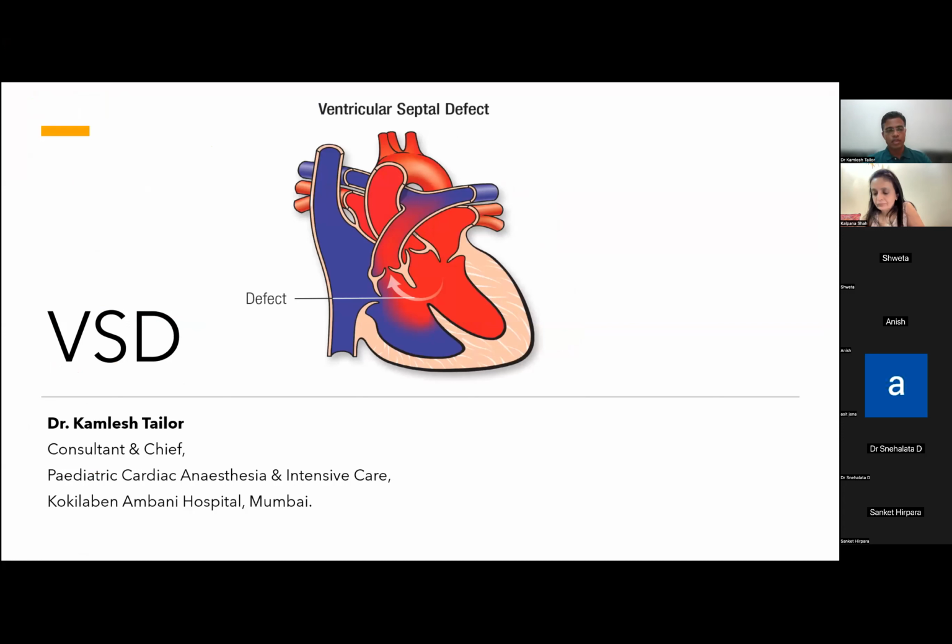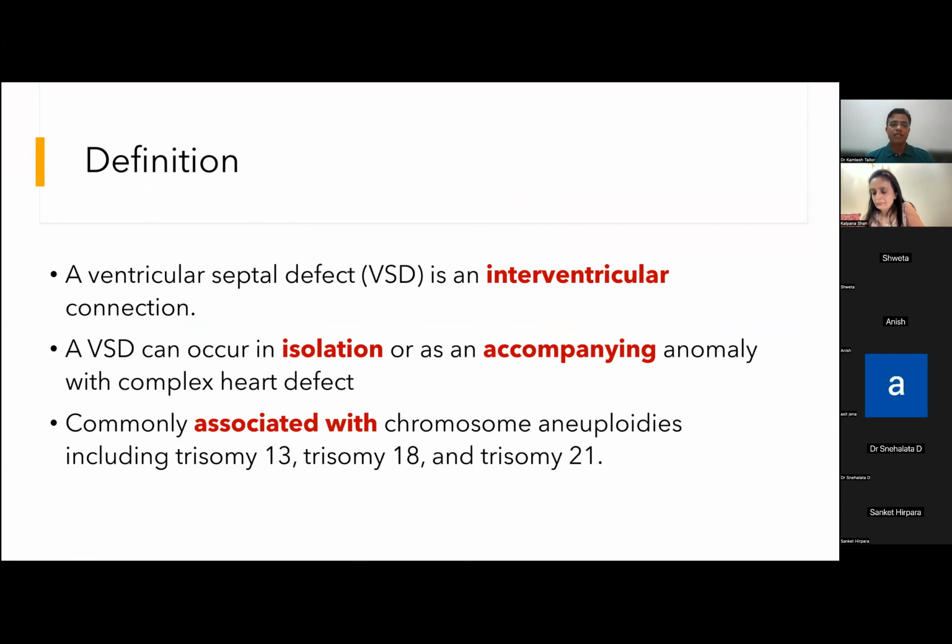Sure, madam. So I will go ahead with the second subset, which is ventricular septal defects. Definition-wise, it is a defect present in the interventricular connection. Usually it can be seen either in isolation or accompanying any other complex heart disease. This defect has been associated with chromosomal abnormalities like trisomy 13, 18, and trisomy 21.